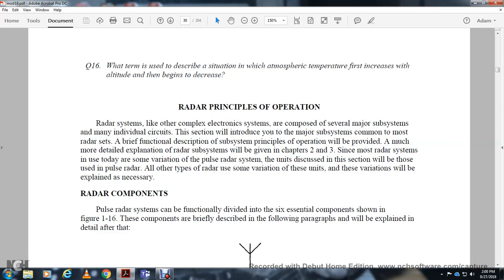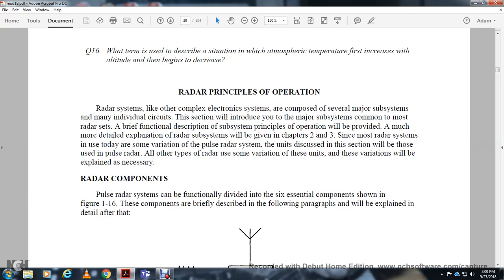Of the radar systems used today, some are variations of the pulse radar system. The units discussed in this section will be those of the pulse radar, and other types of radars will be covered as well. Some variations of each unit exist, but the variations will be explained as necessary. Radar components: a pulse radar system can be functionally divided into six essential components, as shown in Figure 1-16. These components are briefly described in the following paragraphs and will be explained in more detail afterwards.